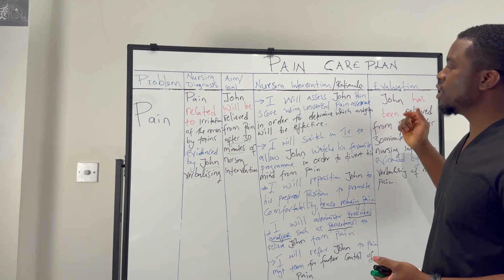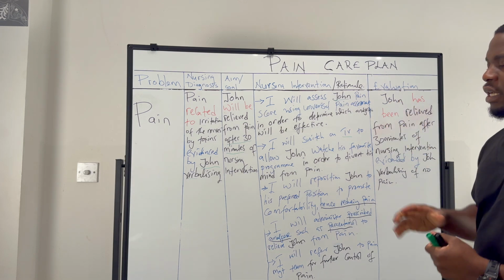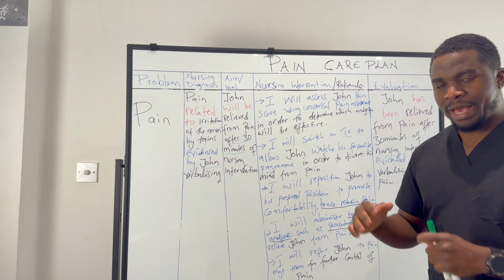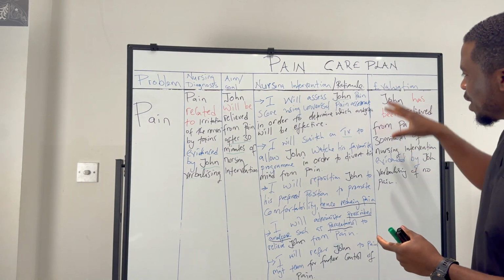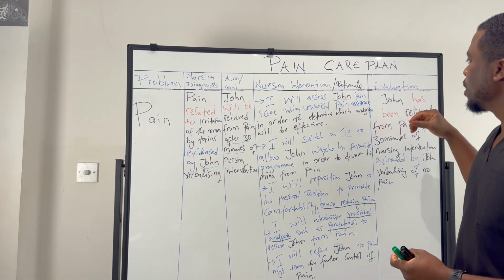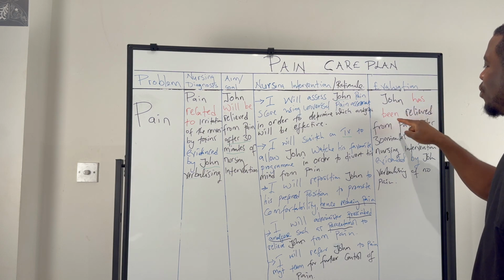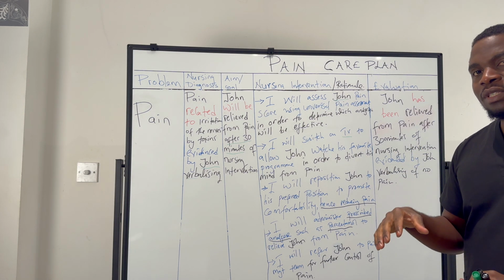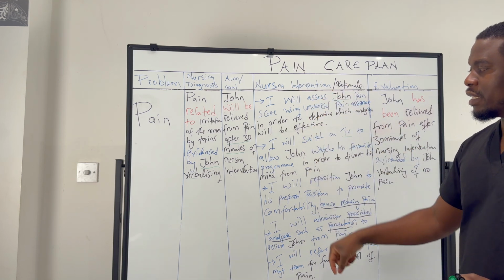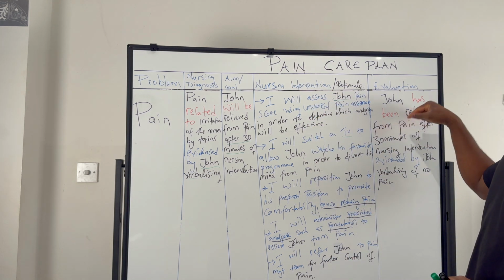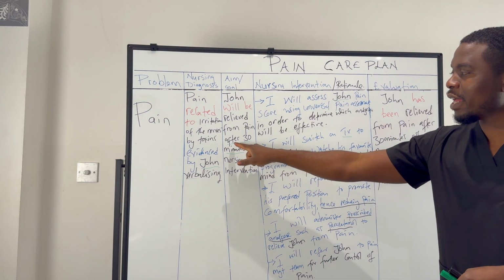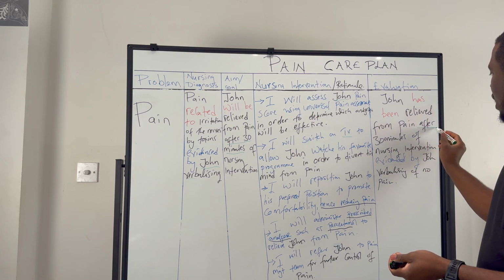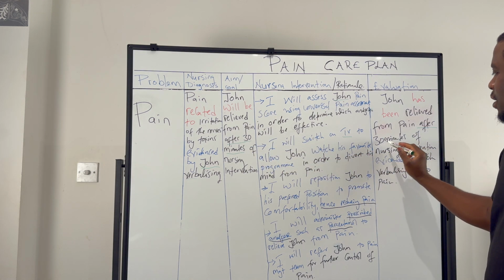So we go to the evaluation, which is very simple. In the evaluation, you simply tell the examiner, my outcome is this. You are explaining your outcome in the evaluation. So you say, John has been relieved from pain after 30 minutes of nursing intervention. You are telling the examiner, I've done all these nursing interventions and John has been relieved from pain after 30 minutes of nursing intervention.